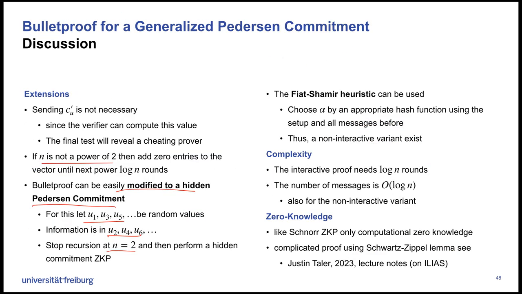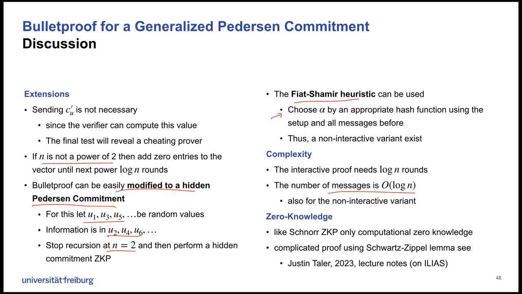Okay. So that's one property. We can use the Fiat-Shamir heuristic in order to do that, just by putting alpha into a hash function. So you have a non-interactive variant, and the best thing is the complexity. The number of messages is logarithmic, and also the number of messages for the non-interactive variant is logarithmic.